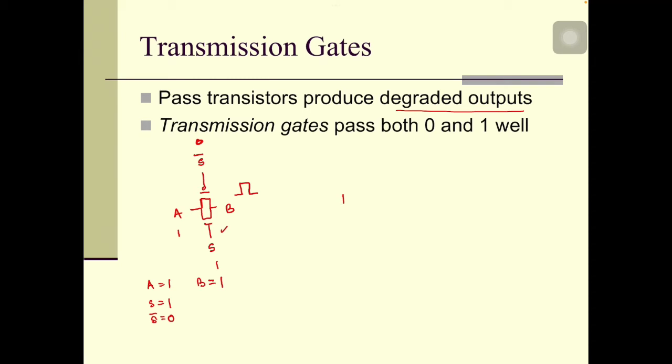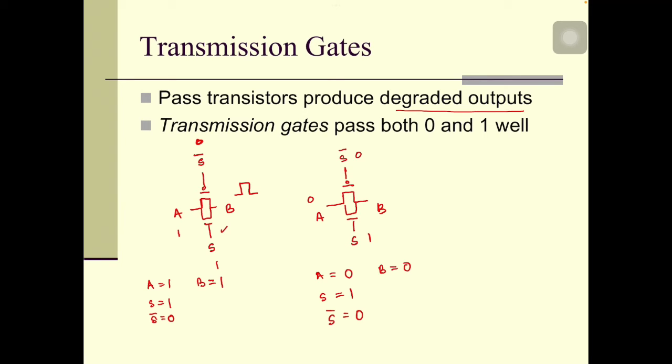So in a different case, you have this is S, this is S bar, and you have A and B, and you put A equals 0, S equals 1, S bar equals 0. Okay, so you have 0, 1 and 0. Okay, so in this case it is a 0. Both these pass transistors are on, so B will follow A and B will be 0.